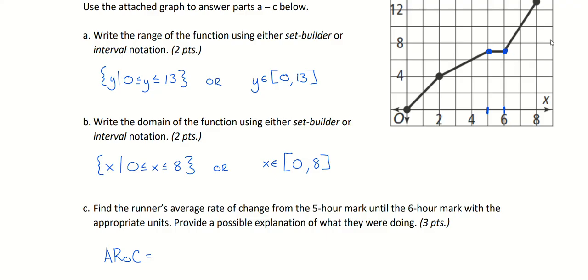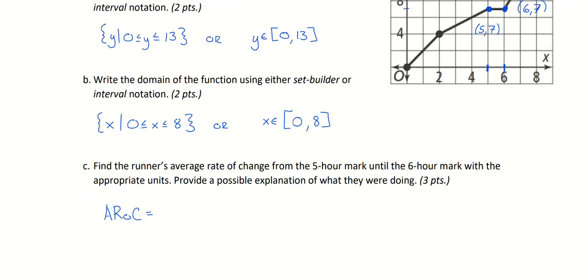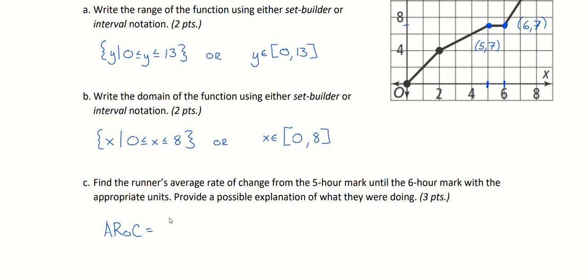If I do y2 minus y1 or vice versa, what do I get for y2 minus y1? Like, what value should I plug in? What are the y values at those points? So I'll even write the ordered pairs. This is the point (5, 7), and this over here is the point (6, 7). So if I do y2 minus y1, 7 minus 7.